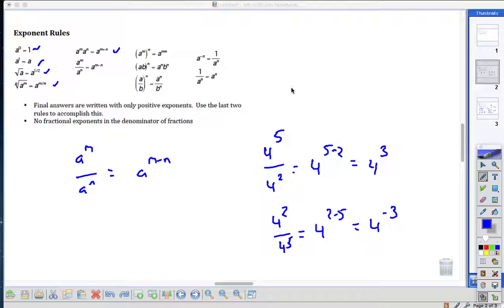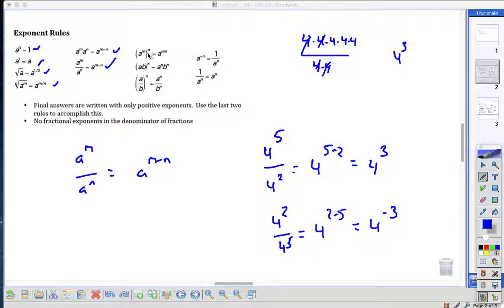And the reason this works is because this is saying that I have 5 4's. So I got 1, 2, 3, 4, 5. And on the bottom I got 2 4's. And I can cross them out in pairs, and I'm left with 3 4's. So if you ever want to know why that rule works, that's why. You just cross them out and whatever's left over. So that's why we're looking for a difference, which is why it's subtraction. Okay, so we got that rule done.